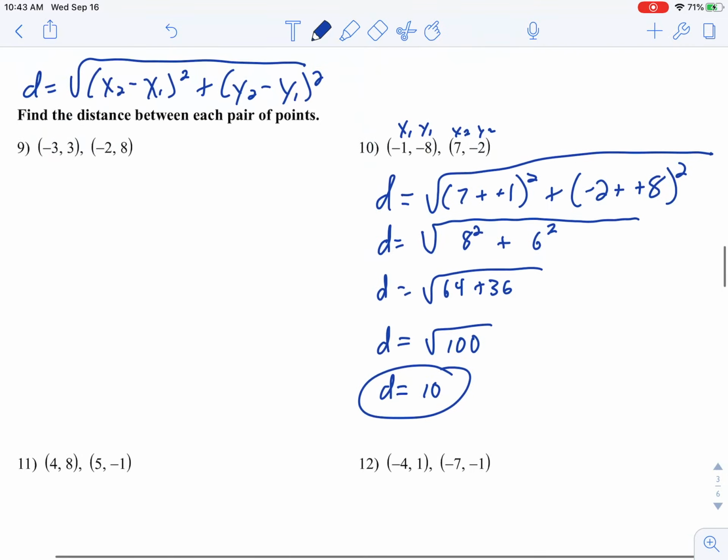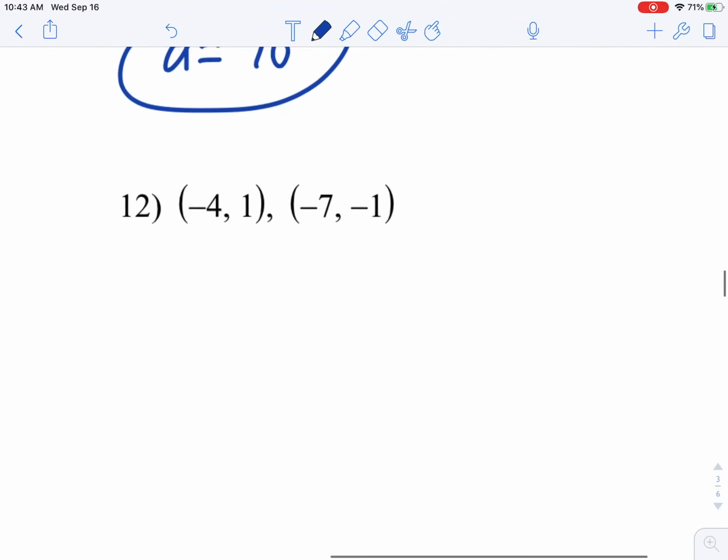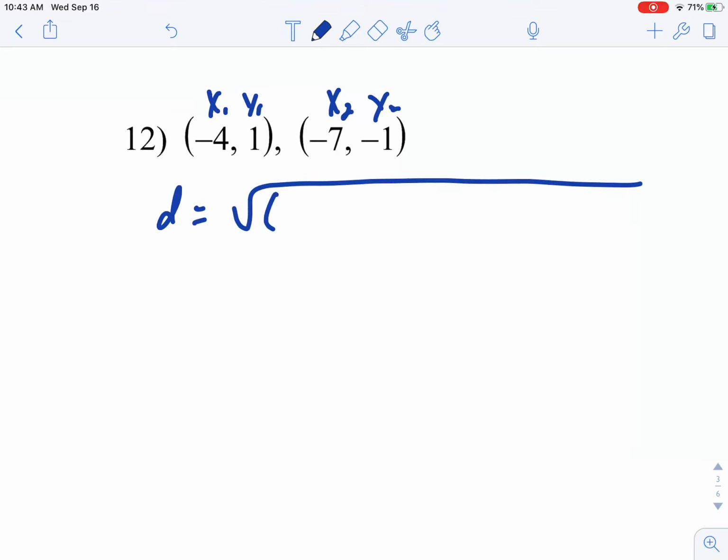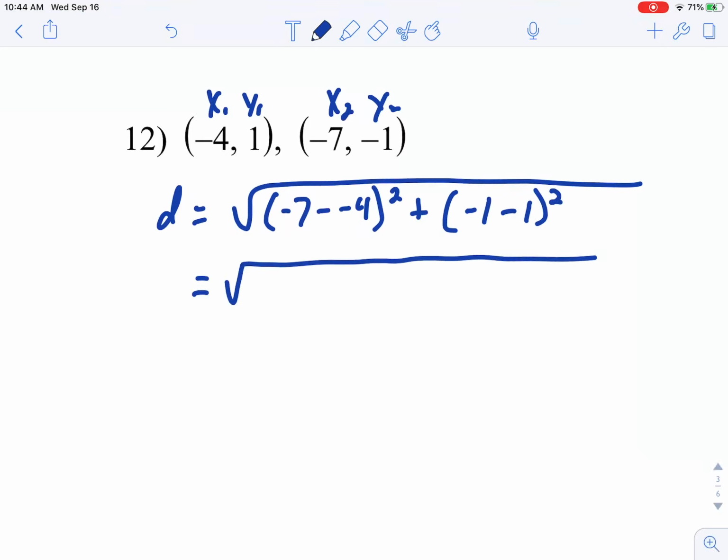Okay, number 12 is our last one. So find the distance between these 2 points. x1, y1, x2, y2. Distance equals the square root of -7 minus -4 squared plus -1 minus 1 squared. And really, I'm just following order of operations here. So -7 minus -4, that's plus, that's -3 squared.